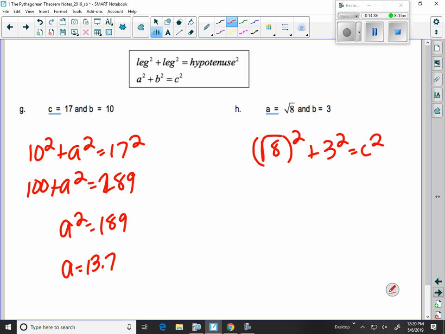If you're not sure on how to do H, take a look up here. We plug it in as normal. What happens when you have a square root and a square together? Yes. So this would just be 8.